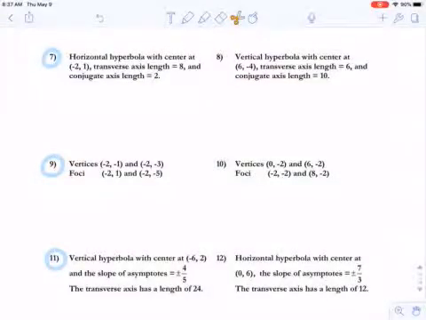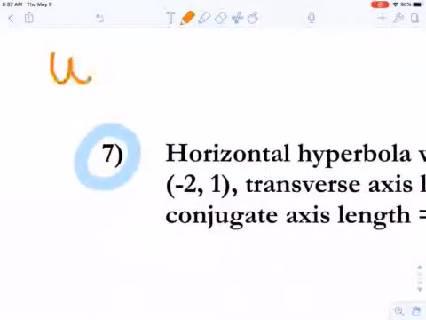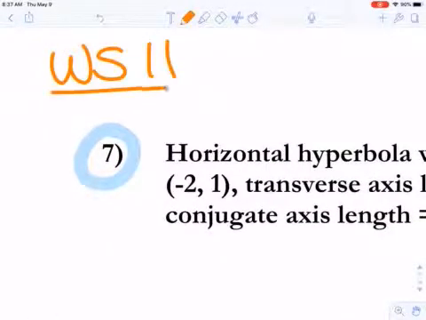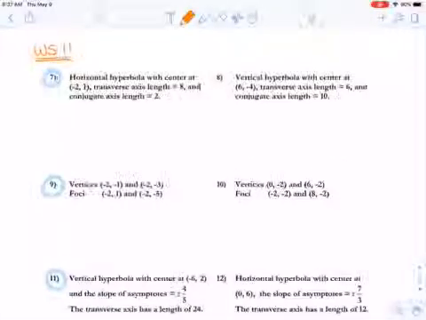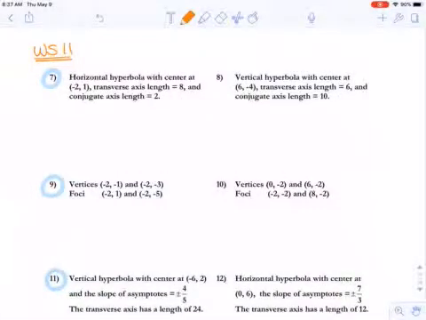Well, hello there. It's me again, and we are talking about hyperbolas. Today was day 2, so we were writing some equations, and I just wanted to clarify and do a couple extra examples with you guys. So this is worksheet 11, your homework, and I chose 3 problems to talk about, and they're 7, 9, and 11. All right, so here we go.